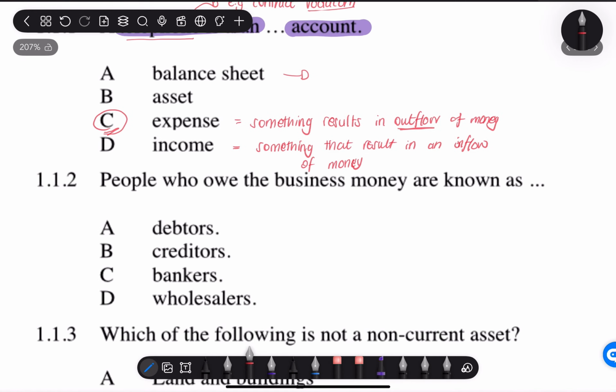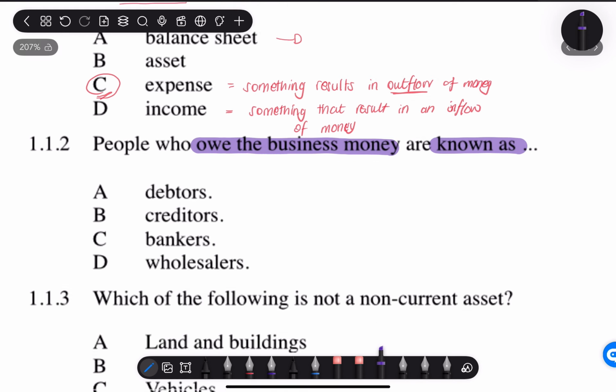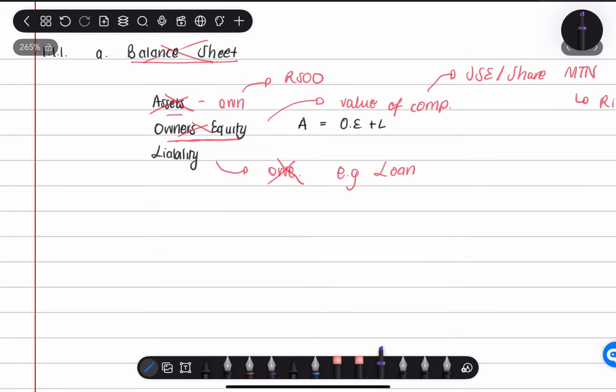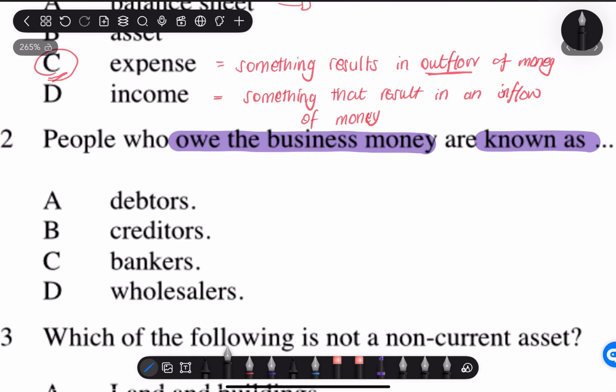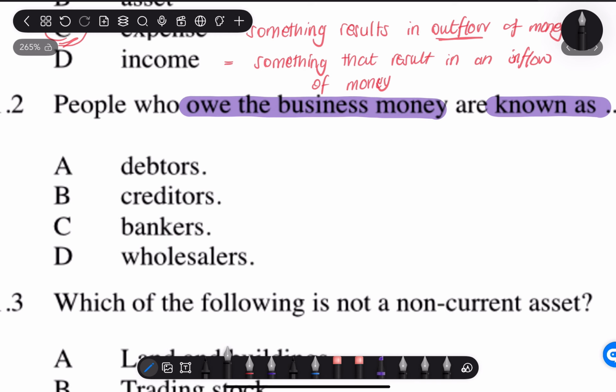People who owe the business money are known as, again, let's go back to it. We said from our balance sheet, something that you owe is a liability, yes? So if you owe this thing, what will be in your liability section of your balance sheet? That's what I want you to be thinking now.